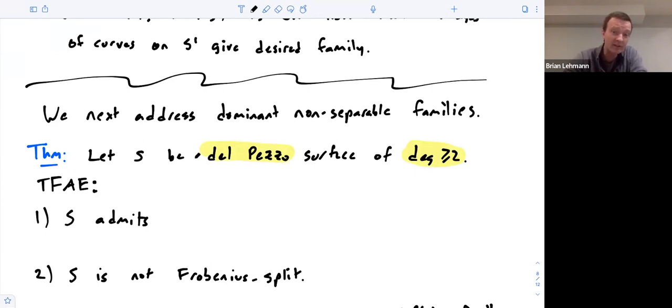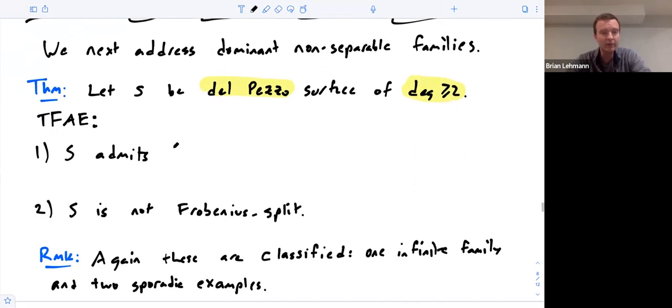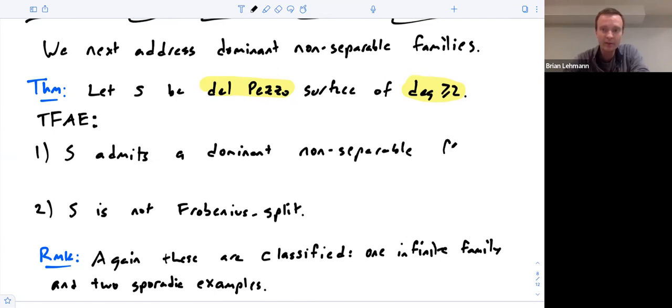So suppose that S is a Del Pezzo surface of degree at least 2, then the following are equivalent. The first is that S admits a dominant non-separable family of rational curves.